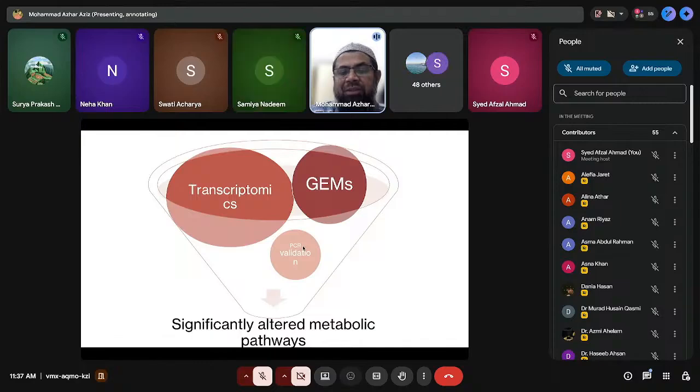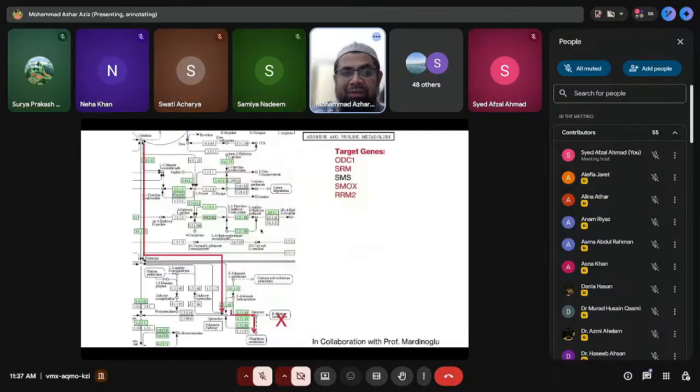We take our transcriptomics data, and he fed it into the genome scale metabolic models and identified some targets. And we also did the quantitative RT-PCR validation to find out which metabolic pathways were significantly altered in our patient samples. This is a complex pathway, but I can tell you that this was the glutathione metabolism, which was getting affected in these patient samples.